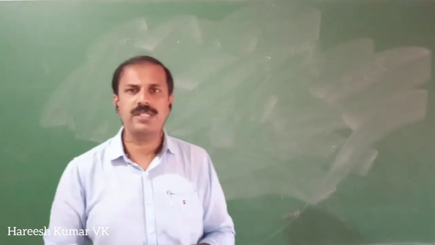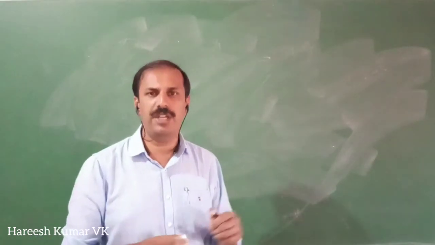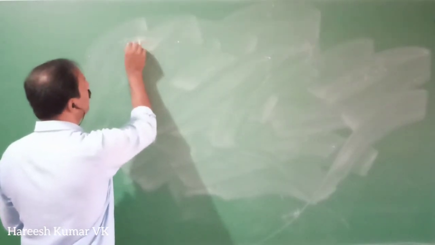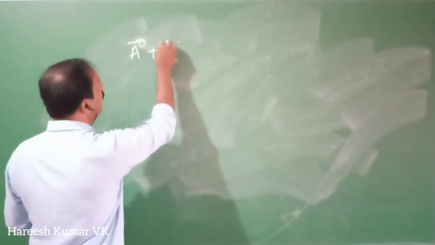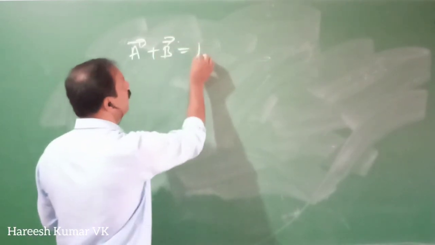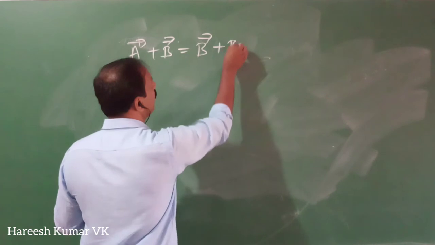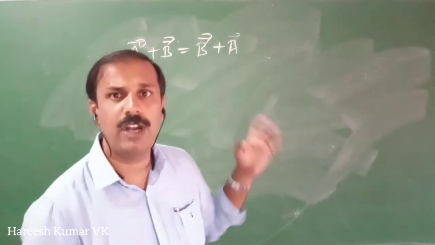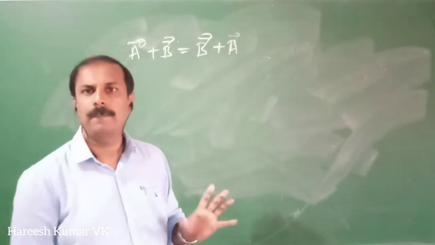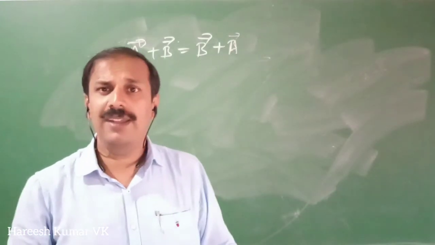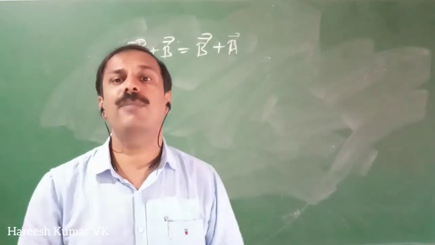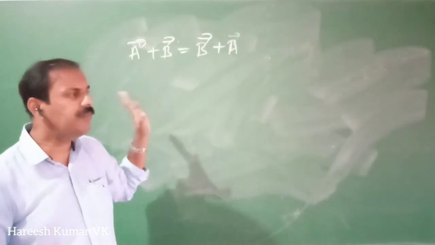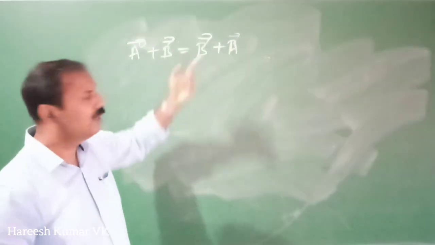Now the next point is that vector addition is commutative. What is the meaning of that? Vector A plus vector B is equal to vector B plus vector A. You will feel it is simple. If you take 1 plus 2, it is equal to 2 plus 1. But what happens in vectors? For addition it is the same, but when you take multiplication it is not the same. That's why it is specially mentioned here. So A plus B is equal to B plus A.